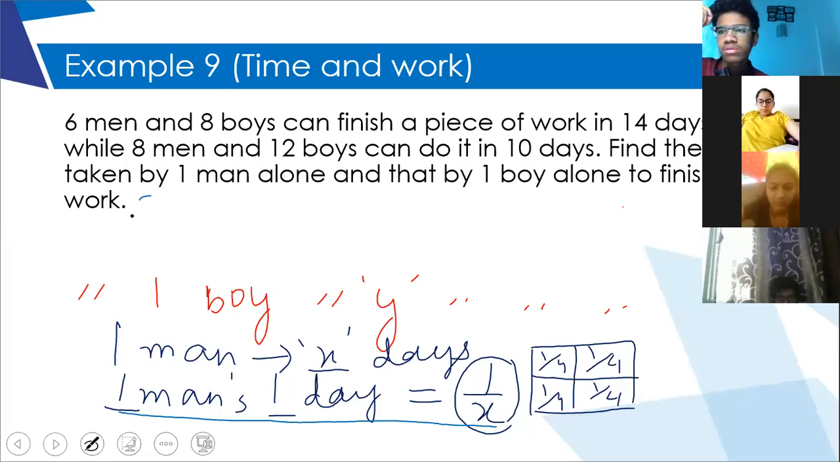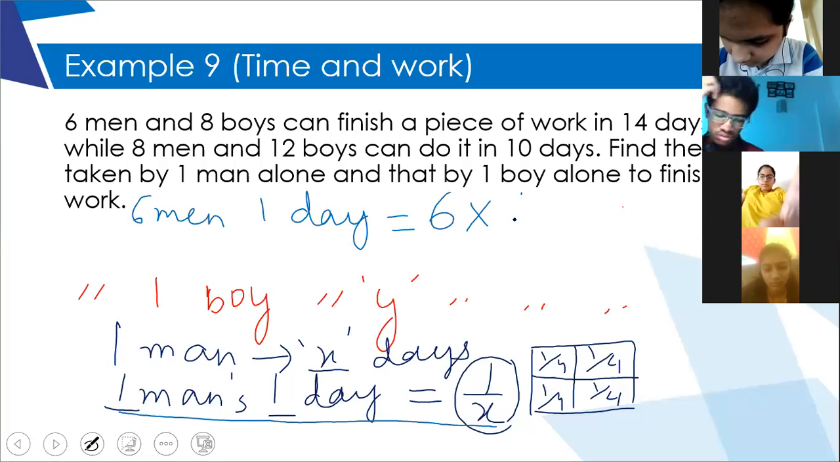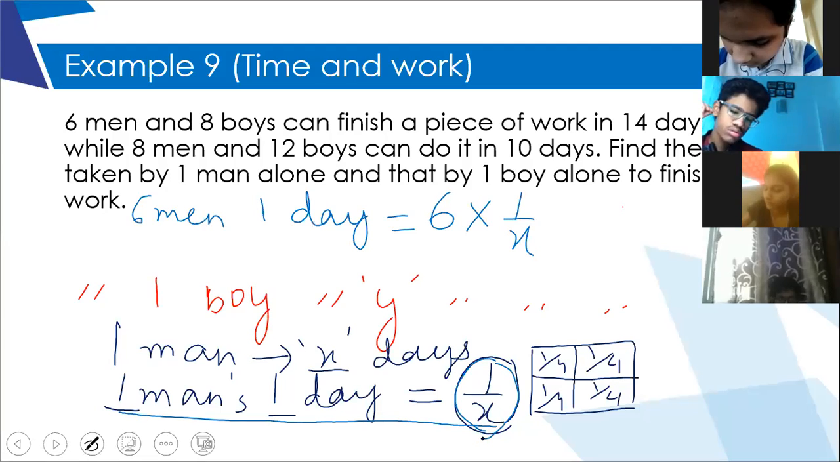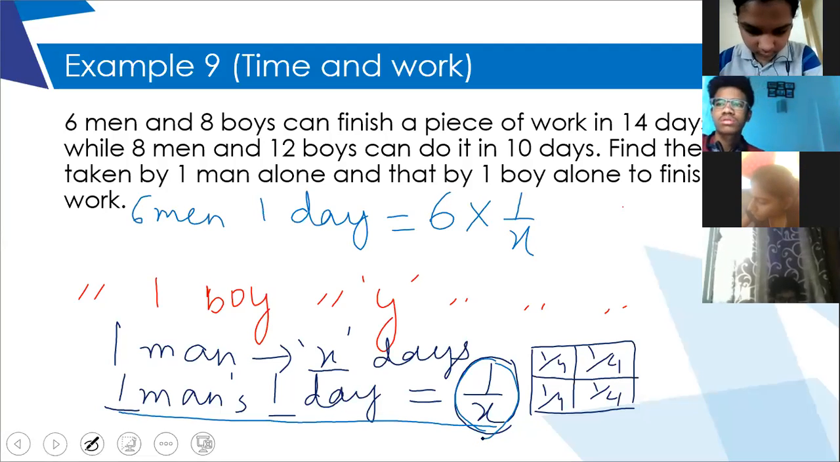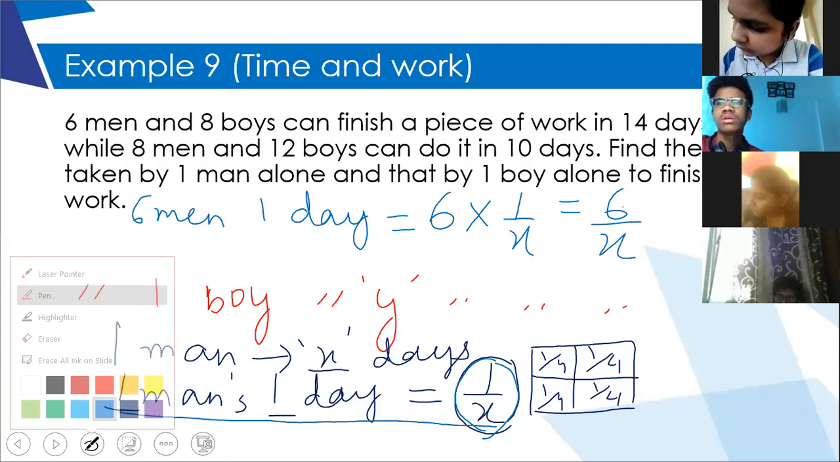So 6 men, one day work. You will multiply it with 6, isn't it? If one man is finishing this portion, so 6 men will obviously finish 6 times of this work, which is 6/x. Similarly, for boy also, you will find out first one boy, one day's work.